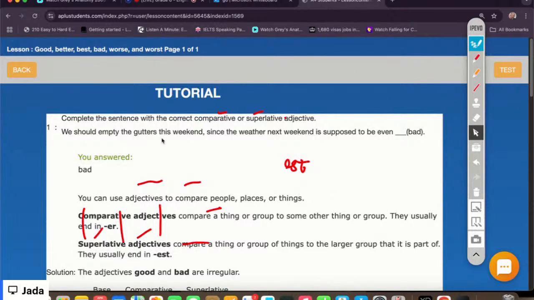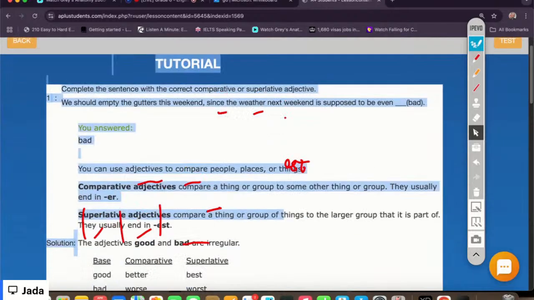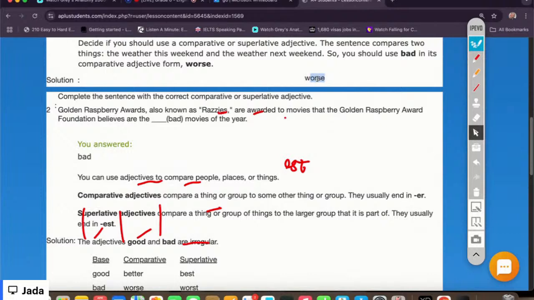So we should empty the gutters this weekend since the weather next weekend is supposed to be very bad. So what would be the adjective here, the comparative or superlative adjective? So we have worse, because we have bad, worse, and worst.